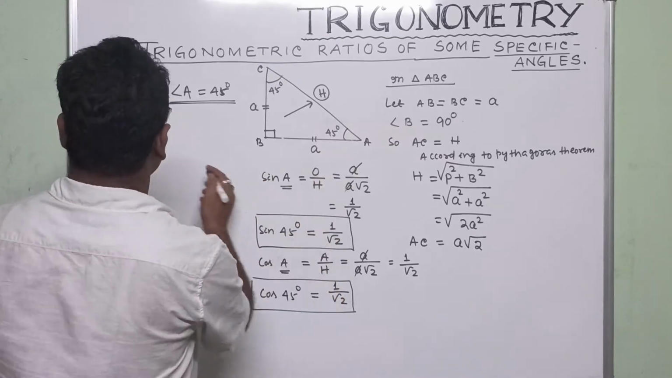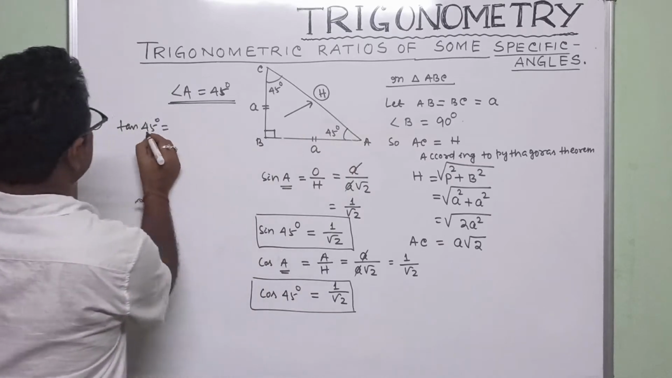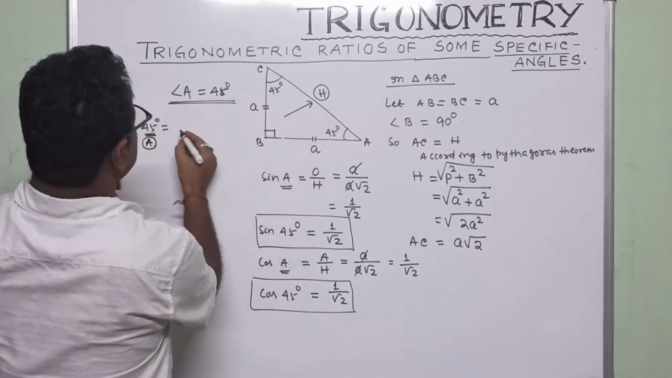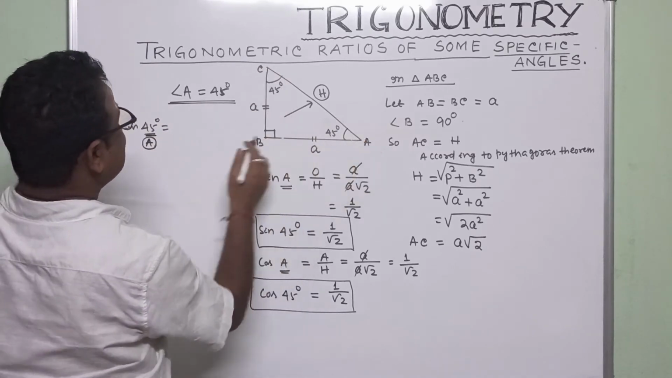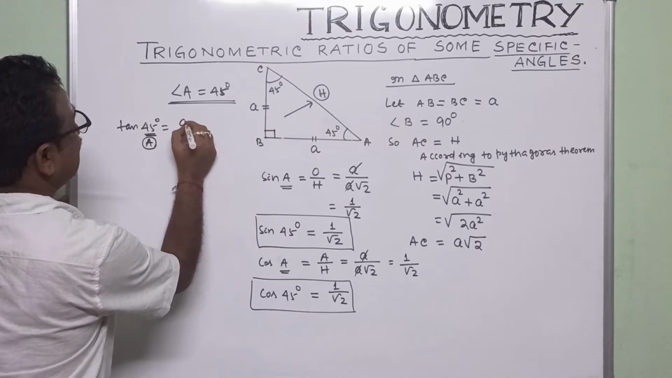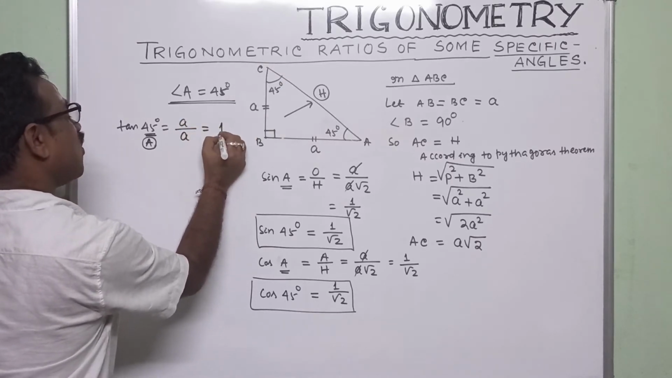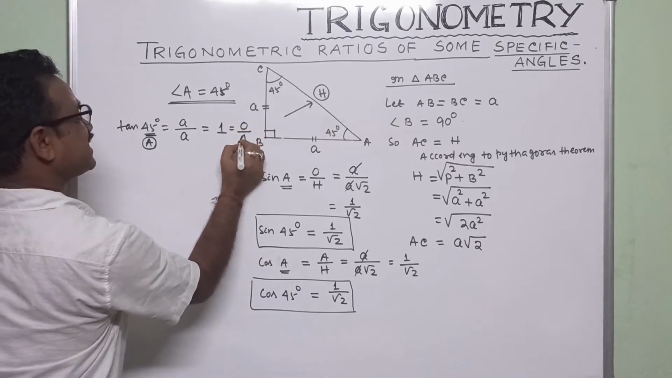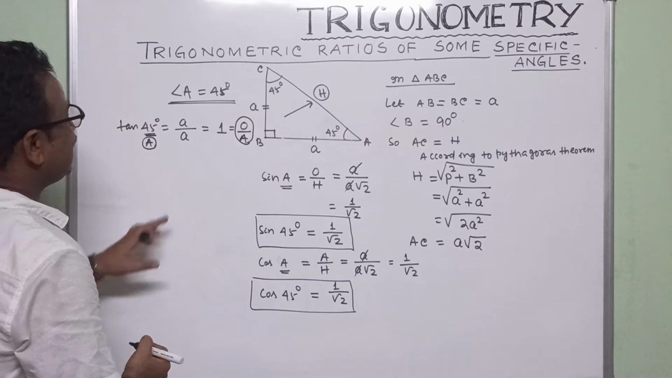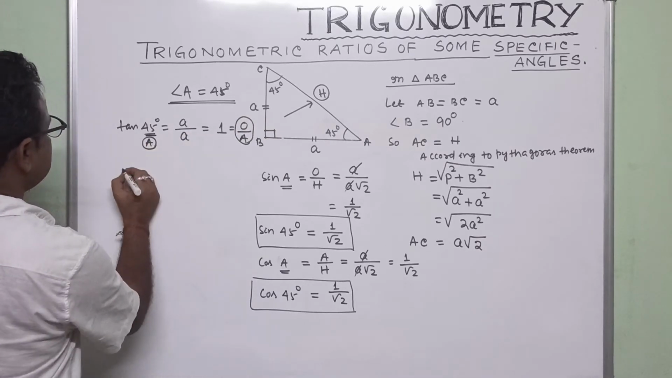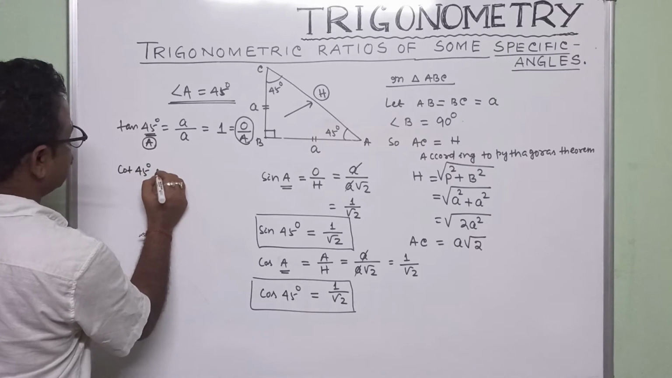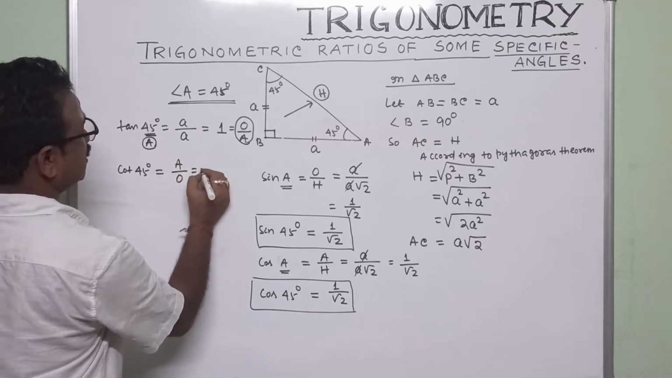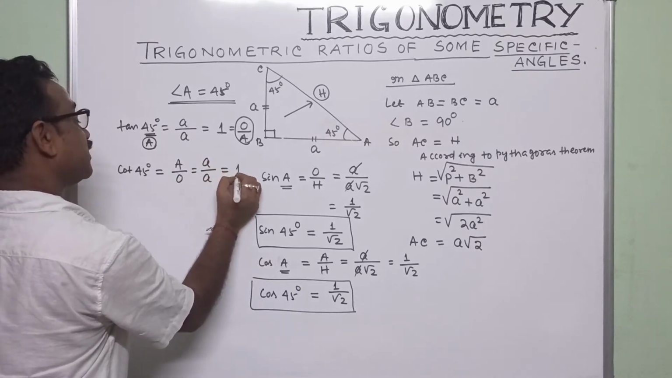But now here see tan 45. Tan A is BC by AB. BC is A, AB is A, is equal to 1. Opposite by adjacent, you know, TOA. A by A is equal to 1. Now cot 45 is adjacent by opposite, which is the same, A by A is equal to 1.